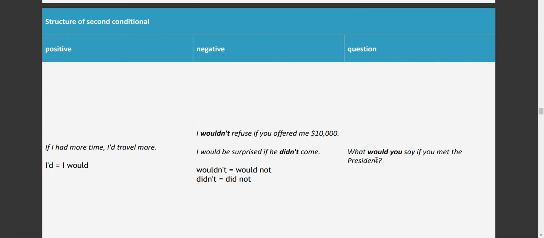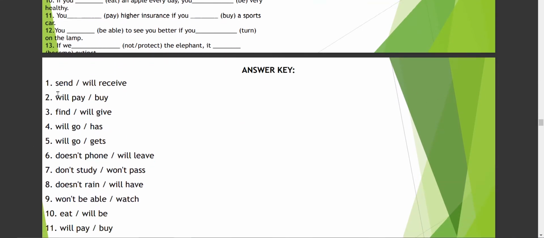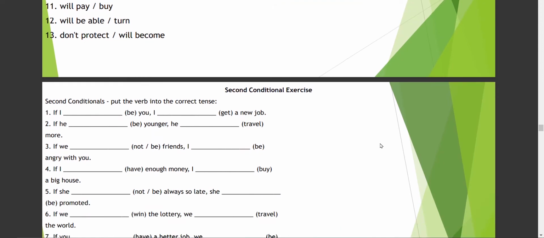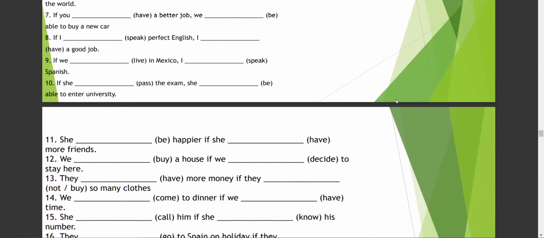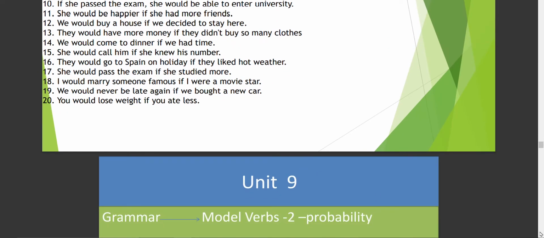In the case of question: what would you say if you met the president? What would you say if you met the president? في حالة question. Here also there are exercises, you can read them one by one, right? And also if you have a question about these exercises, you can ask me. Here also I have provided the answers. Okay, this is an exercise for the second conditional clause, عبارة شرطية ثانية. These exercises and these other exercises. This is the answer. Alright, right?